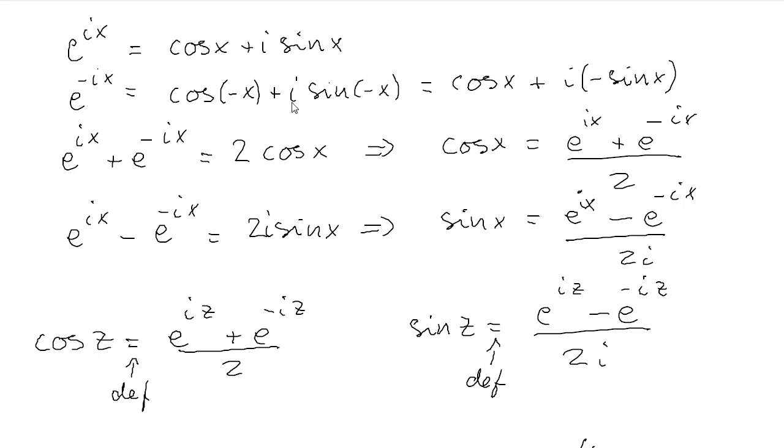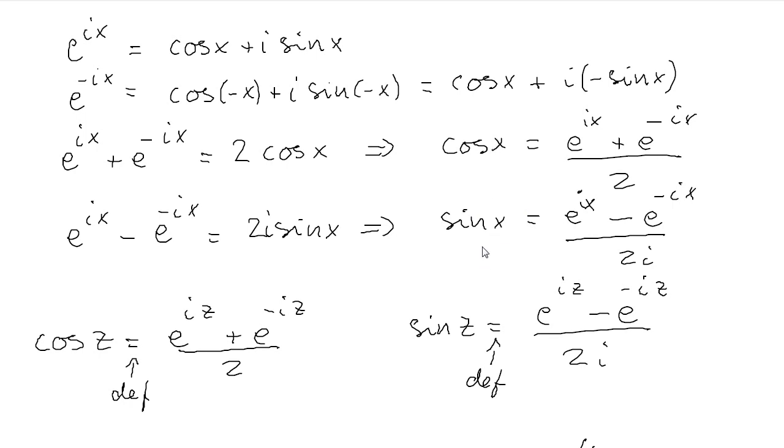You see that the sine term is vanishing. So dividing by 2, we obtain this formula for cosine x. Similarly, by subtracting these two equations from each other, we obtain this identity, and by dividing by 2i, we obtain a similar expression for sine of x.